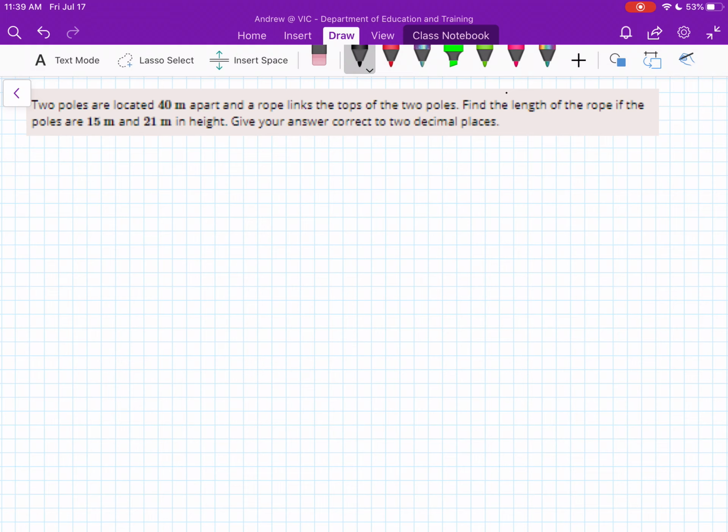Forgive me while I try and draw, it's not my strong suit here. Two poles are located 40 meters apart. With application questions it's always good to highlight the important information. So two poles 40 meters apart, and a rope links the top of the two poles. Find the length of the rope, and the poles are 15 meters and 20 meters in height. Give your answer to two decimal places.